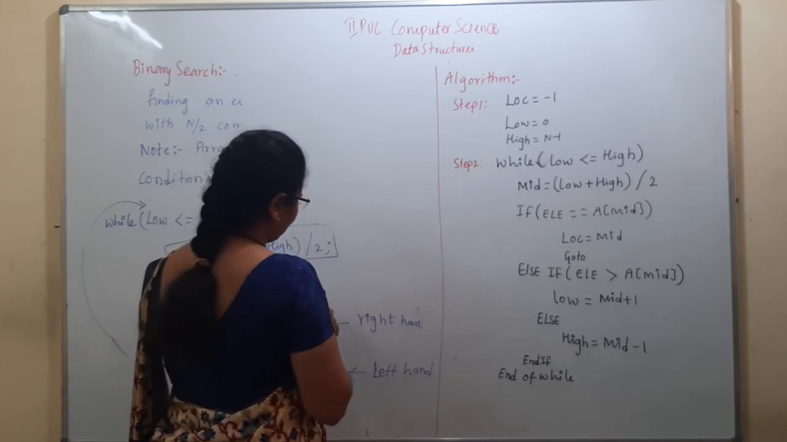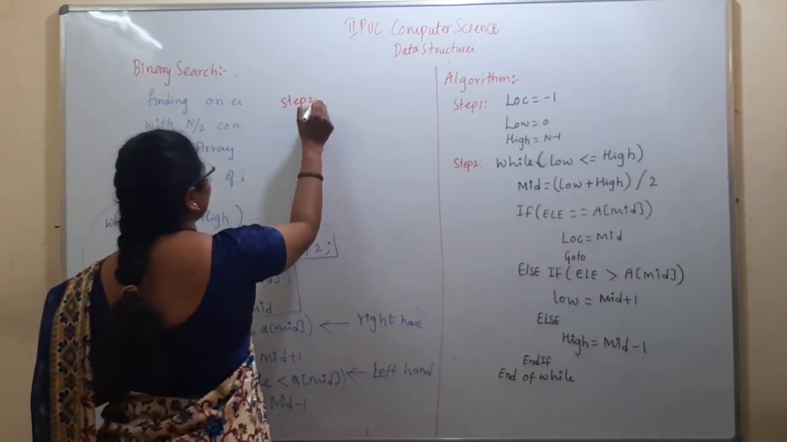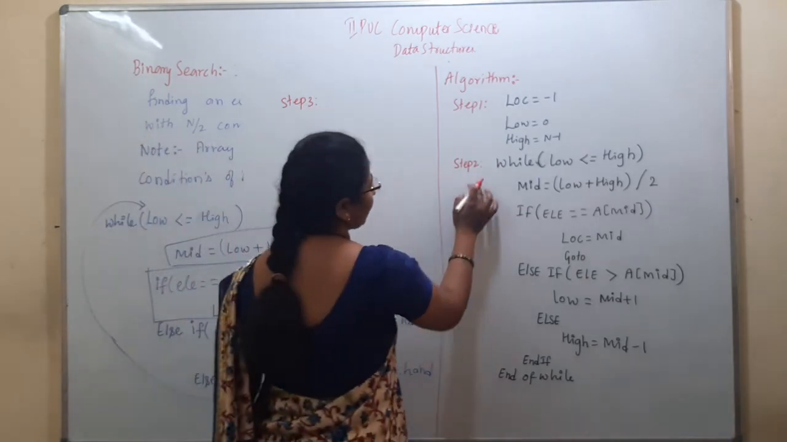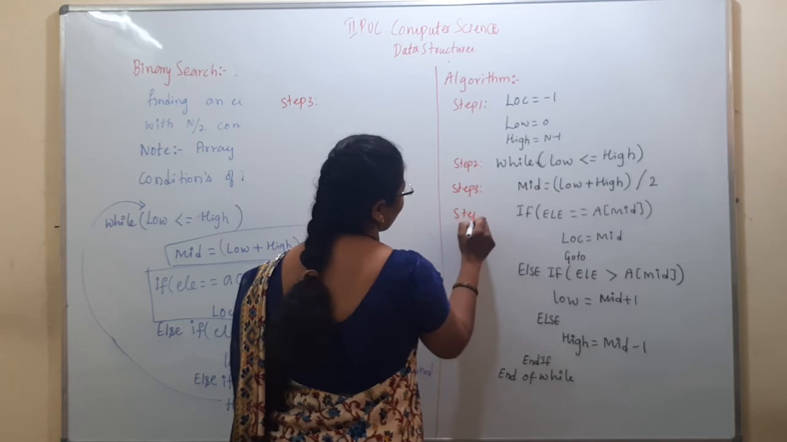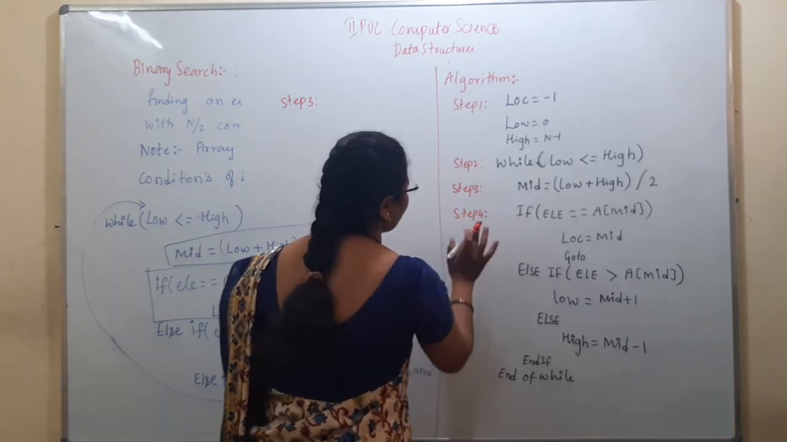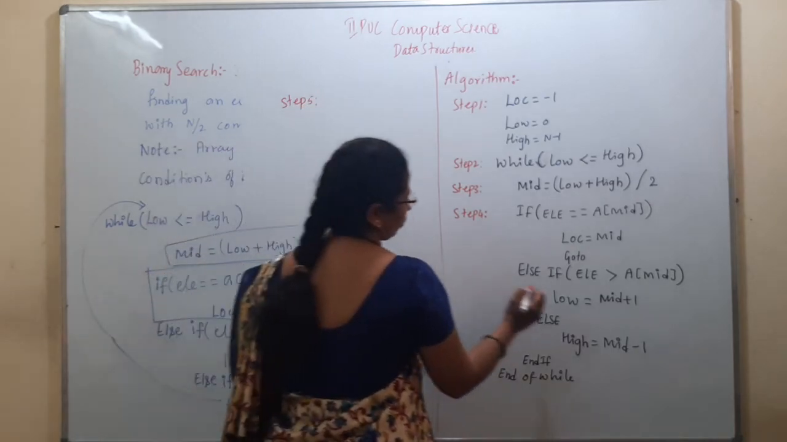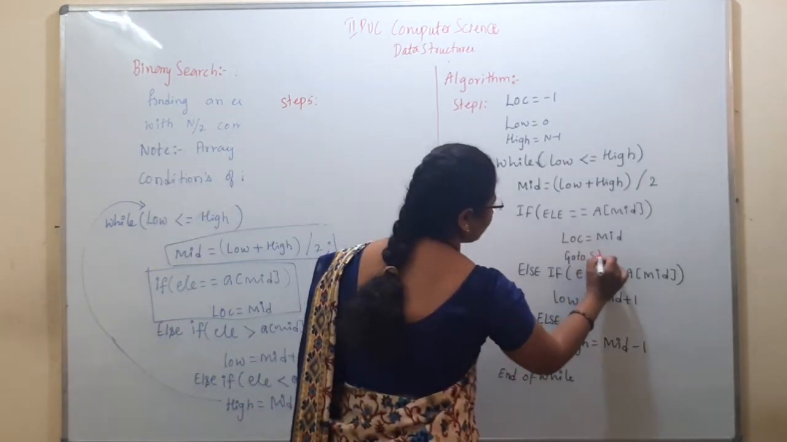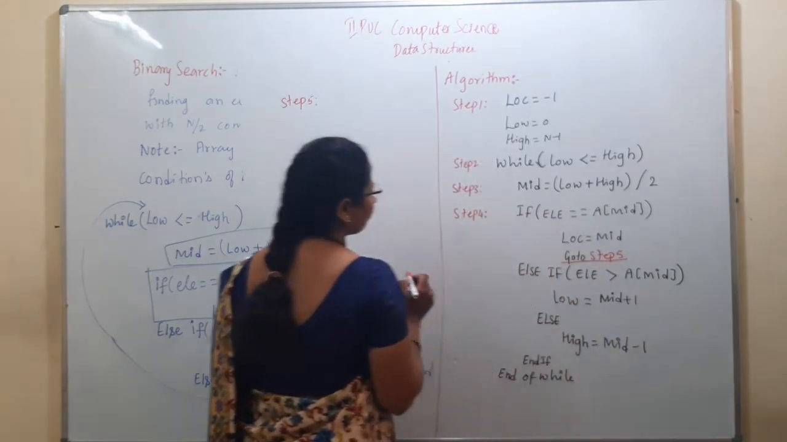So I am writing the next step here, student. That is step number 3. If you want, you can add here step number 3, step number 4. So if it is step number 4, then it is step number 5. So where are we moving? Go to step number 5.